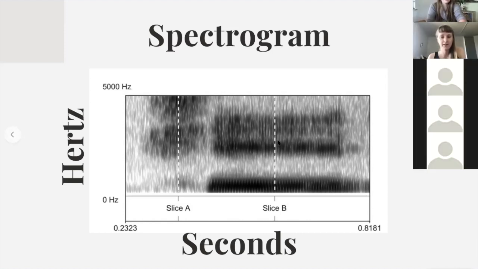And, you know, one kind of looks like it's right here, one kind of looks like it's right here, and then another kind of looks like it's right here. And they get closer to each other as you go up. But these are what are called formants.